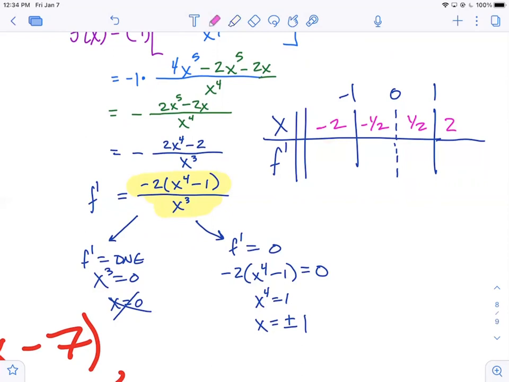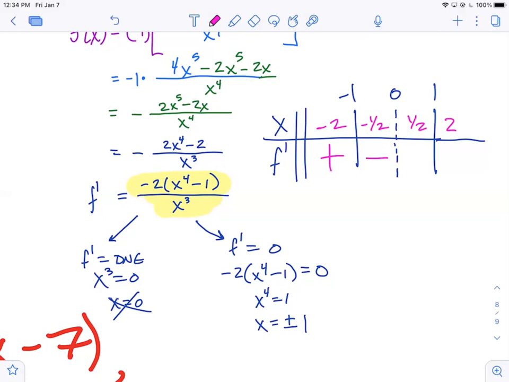Yeah. If you plug in a -1/2, now this one's interesting. -1/2 to the 4th is +1/16. And 1/16 positive minus 1 is negative, right? The negative times the -2 makes it positive in the top, and a negative cubed is negative in the bottom. So it's a positive divided by a negative. Negative, yeah.